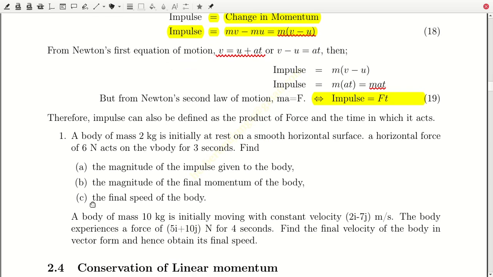So here there is an example which is saying a body of mass 2 kilograms is initially at rest on a smooth horizontal surface. A horizontal force of 6 newtons acts on the body for 3 seconds. So the question is, determine the magnitude of the impulse given to the body. How do we get the impulse given to the body?